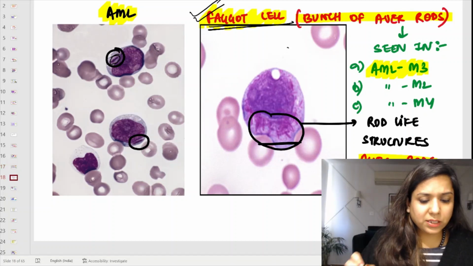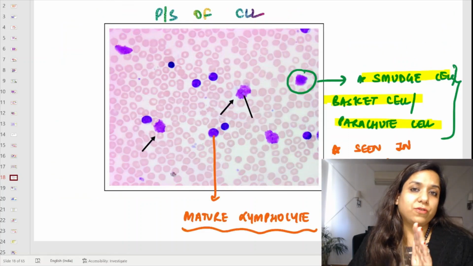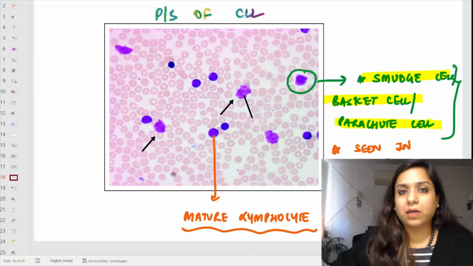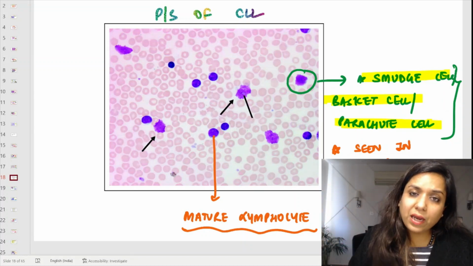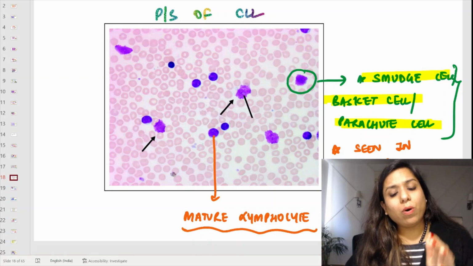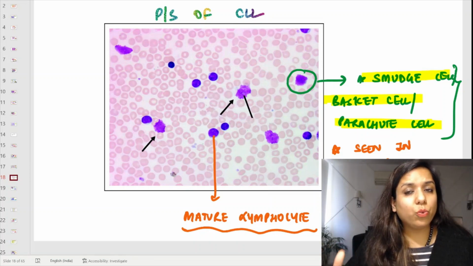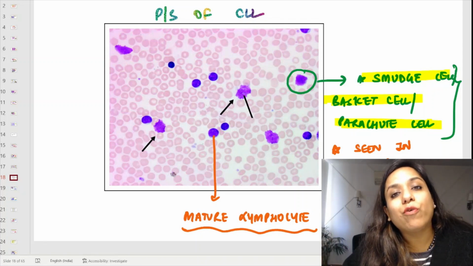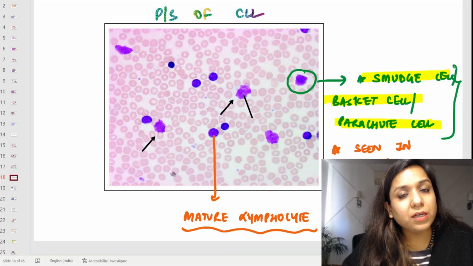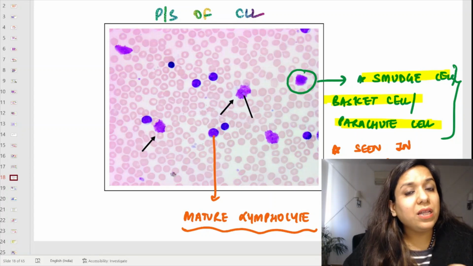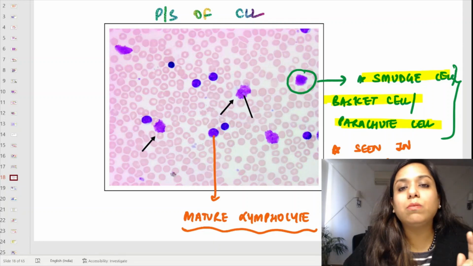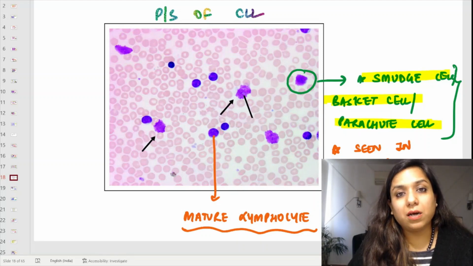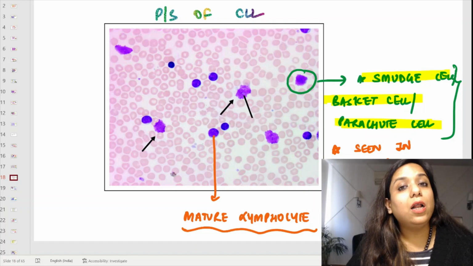Understood? Let's move to the next image, students. Peripheral smear of CLL. So now you all know that if I get a peripheral smear of ALL, I will get lymphoblast. If I get a peripheral smear of AML, I will see myeloblast. Now what if you get a peripheral smear of CLL or a question on CLL? What you will see? Now remember students, CLL is a lymphoproliferative disorder. So what is proliferating? The lymphoid cells, right? Usually the lymphoid cells are not immature. They are mature lymphocytes.